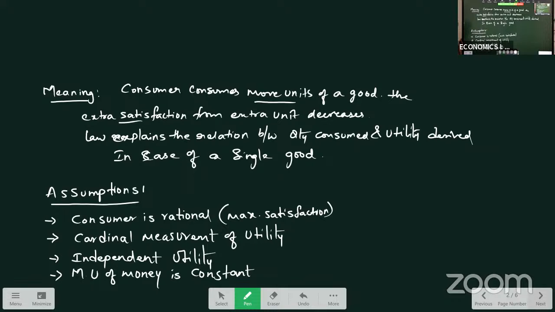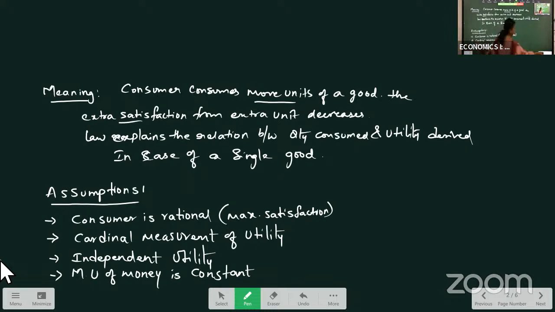Whenever any law is explained, the law will be based on certain assumptions. Okay. So the assumptions are, the consumer is rational. Always the consumer wants maximum satisfaction. And here we assume that utility is measured in cardinal numbers, right? The utility is independent. The goods are independent. Goods are not dependent on each other. Marginal utility of money is constant over here. We assume that marginal utility of money remains constant.